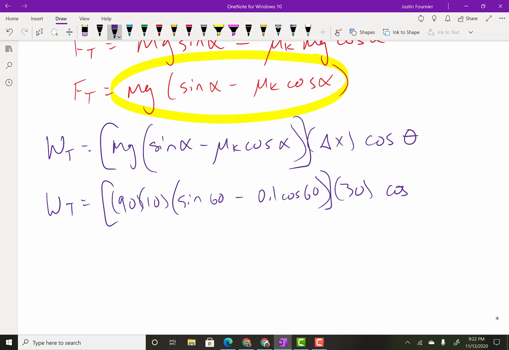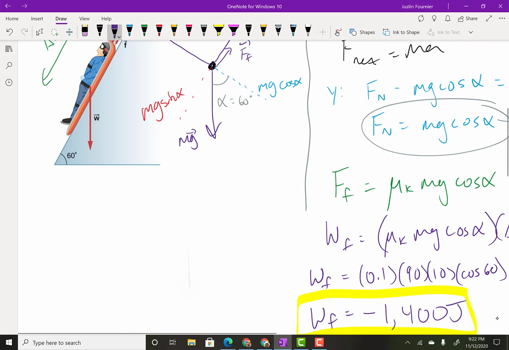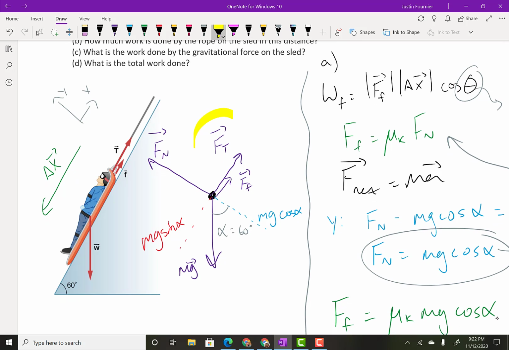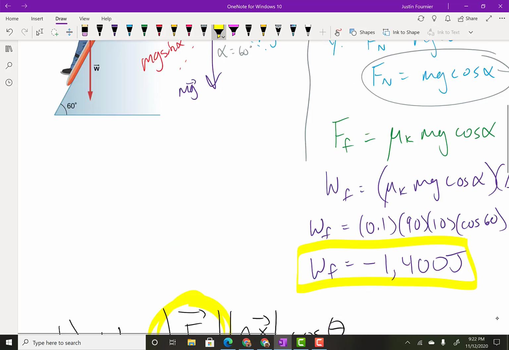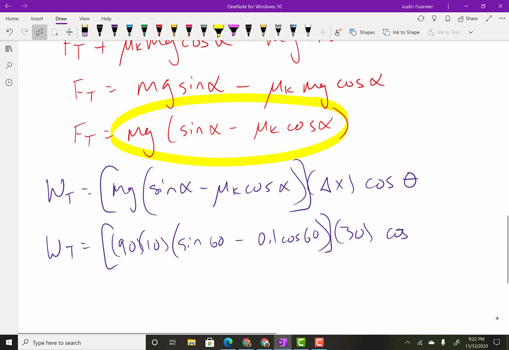And then cosine of the angle between the tension force and the displacement. Again, this is similar to the friction force. The tension force points to the right. The displacement points to the left. They're opposite each other, so the angle is going to be 180 degrees. All right, now I'm getting this one. This one's going to be a little more complicated, but I can still do it.